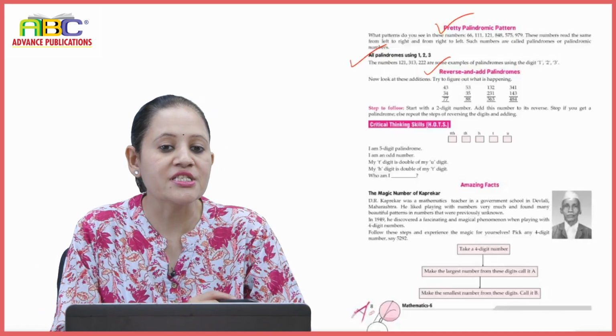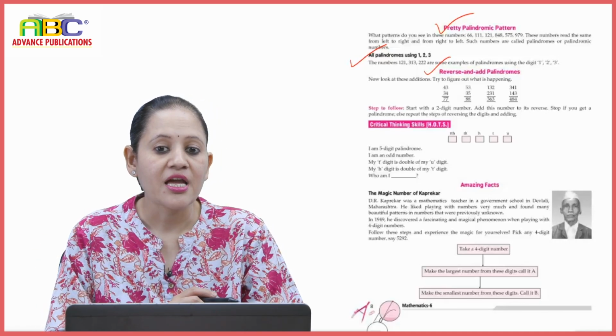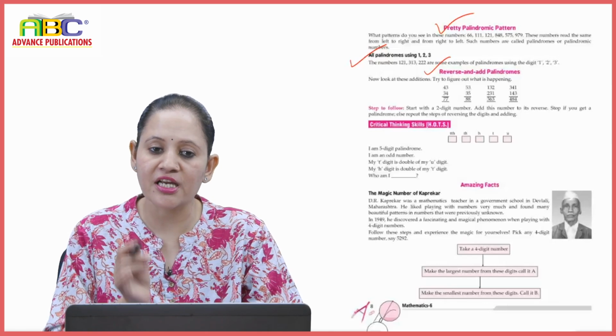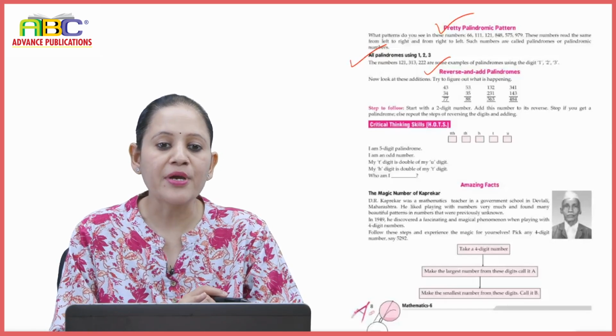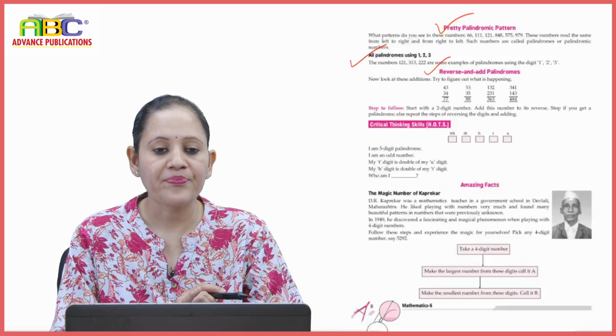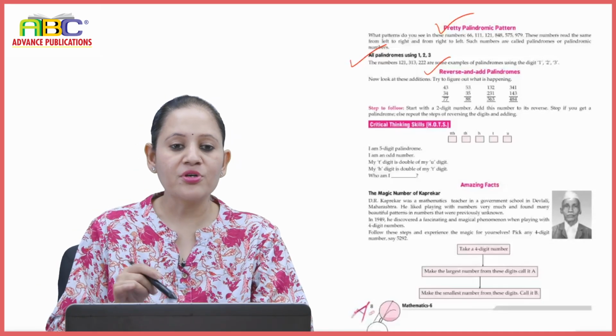So steps to follow: start from a 2 digit number. Add this number to its reverse. जो भी उसका reverse होगा, like 43 का reverse हो जाएगा 34. Stop if you get a palindrome, else repeat the step of reversing the digits and adding. Clear? आपको इस तरीके से करना है.